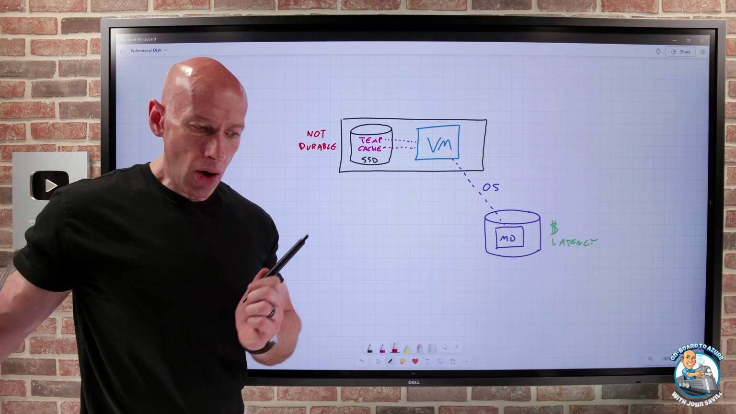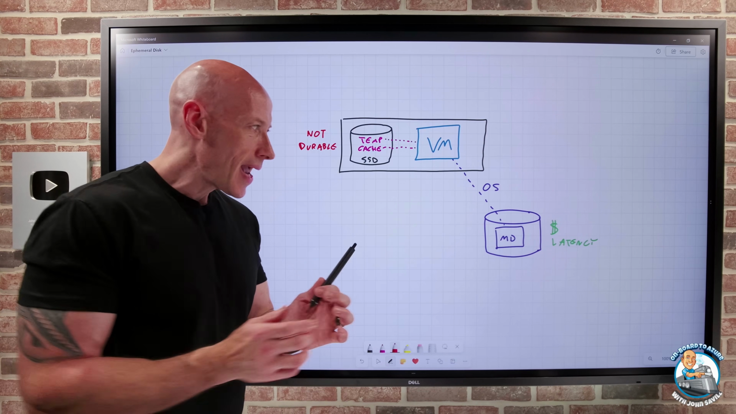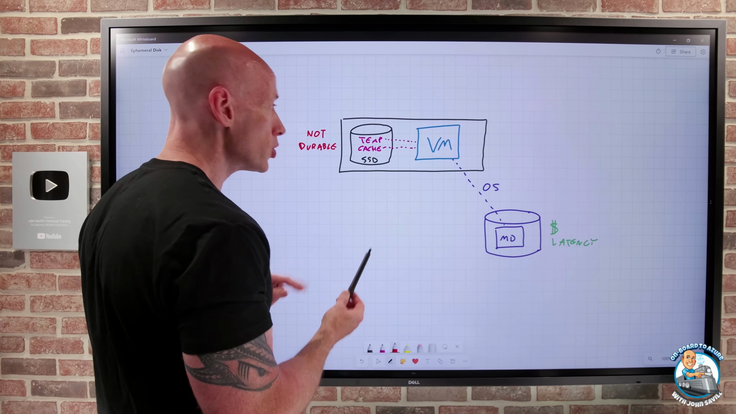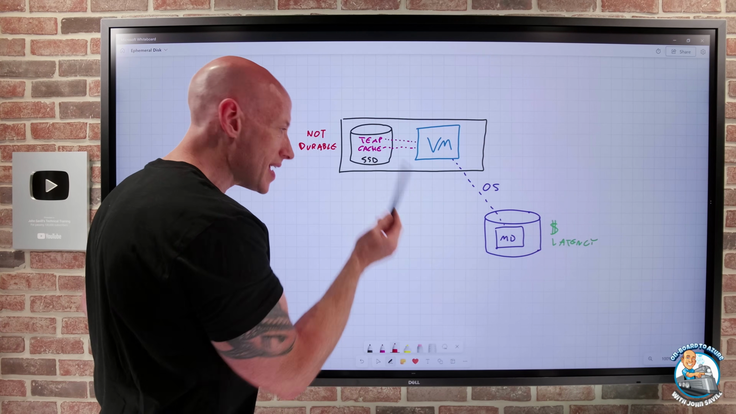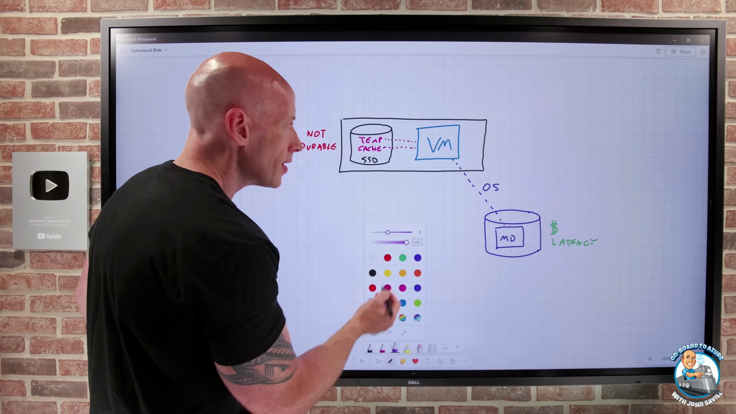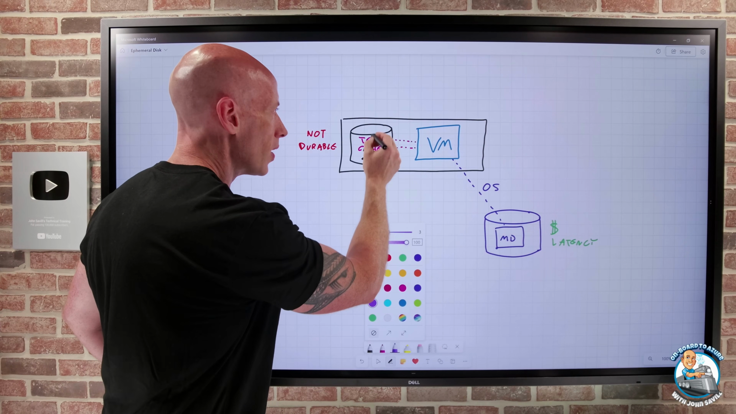But if there are times where I don't care about the state of the operating system, well, that's when we have the option to use one of these. And in that case, we can actually store that OS disk on one of these.